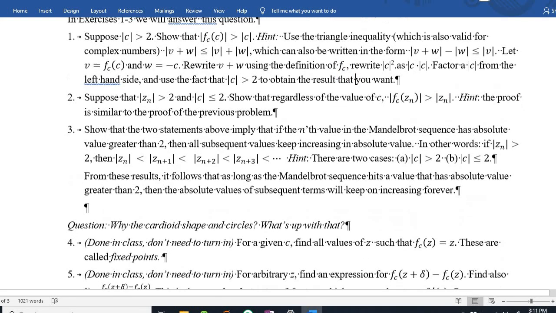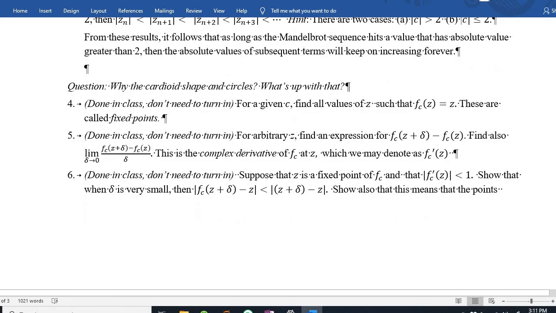It says, why the cardioid shape and circles? So you remember that the Mandelbrot set has this cardioid shape right in the middle. Now, some of these we've done in class, you don't need to do again. These were algebraic problems. For a given c, find all values of z such that f_c of z is equal to z. These are called the fixed points.